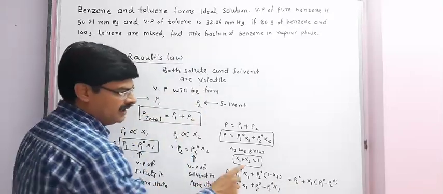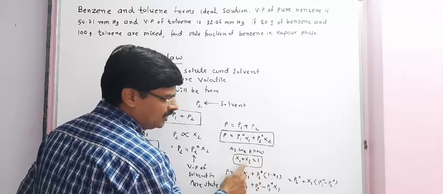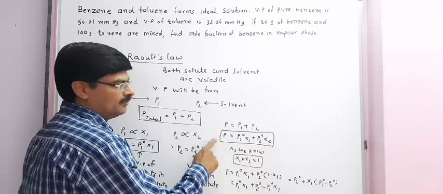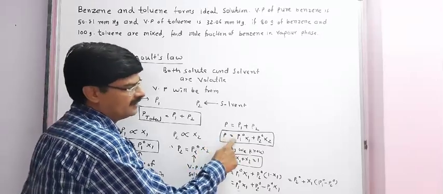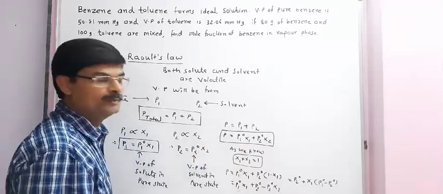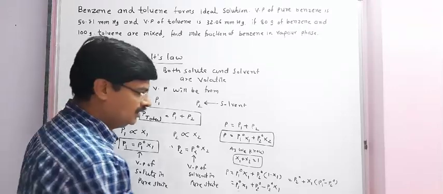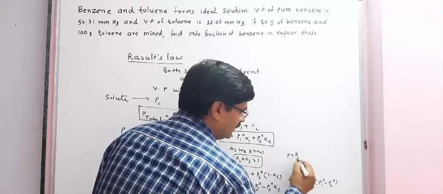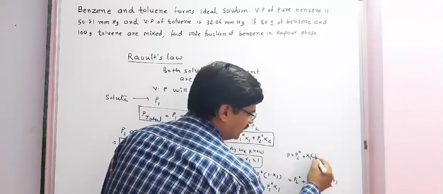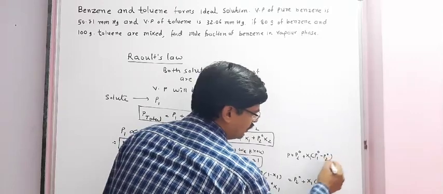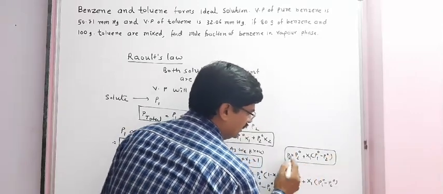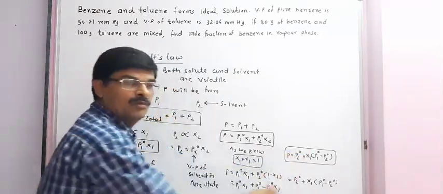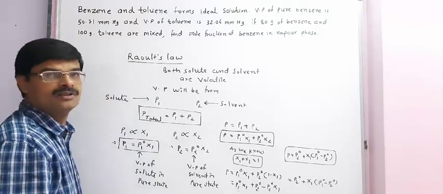In the same way, if we write X1 is equal to 1 minus X2, even then we can get another formula of this type. But for solving the numericals, the best formula you can utilize is P is equal to P1 naught X1 plus P2 naught X2. From this type of equation, P is equal to P2 naught plus X1 into P1 naught minus P2 naught, we can say that total pressure is directly proportional to the mole fraction of either solute or solvent.